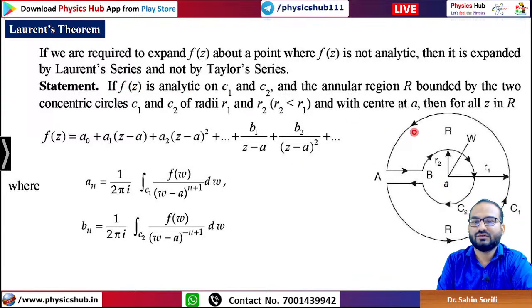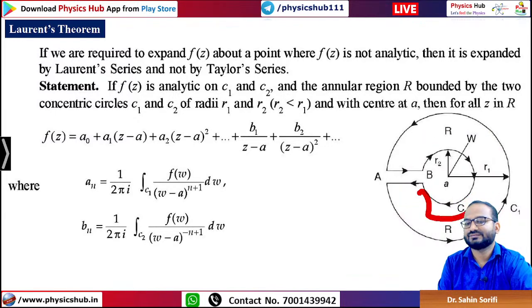If f of z is analytic on C1, this trajectory, and C2, this trajectory, and the annular region bounded by the two concentric circles C1 and C2, provided R2 is less than R1, where R2 is the inner radius and R1 is the outer radius, with center at a, then for all z in the region, it may be anywhere here, f of z equals a0 plus a1 z minus a plus a2 z minus a whole square.